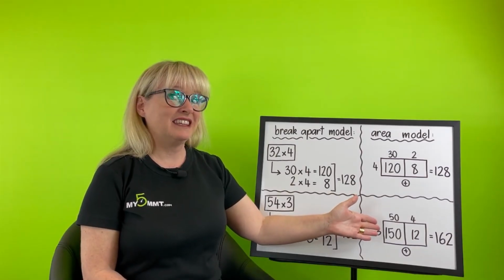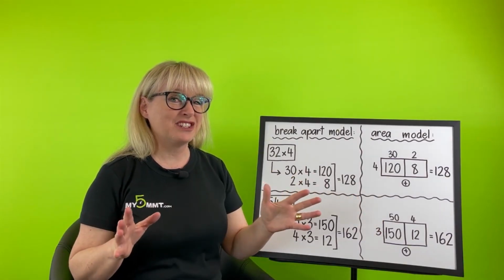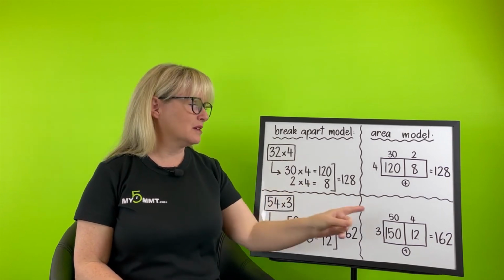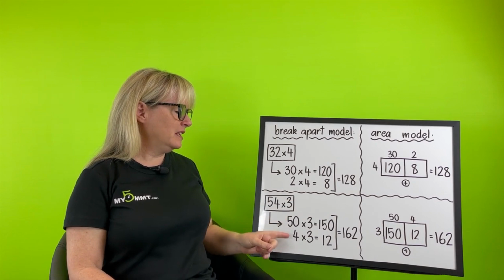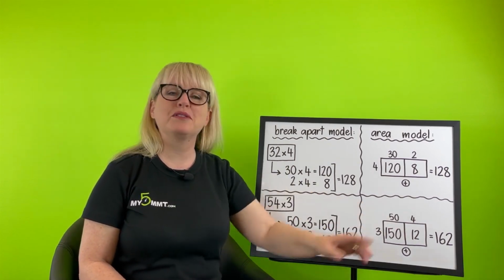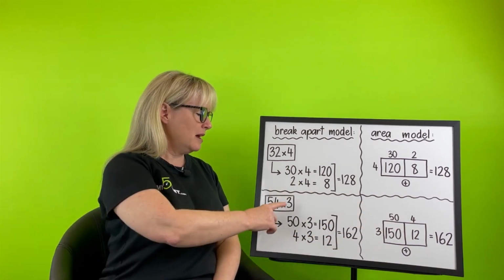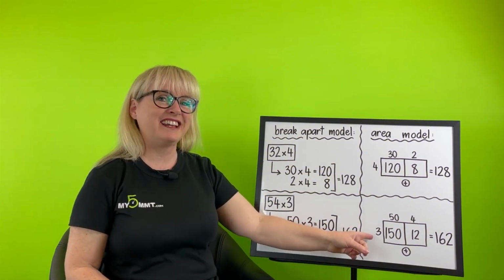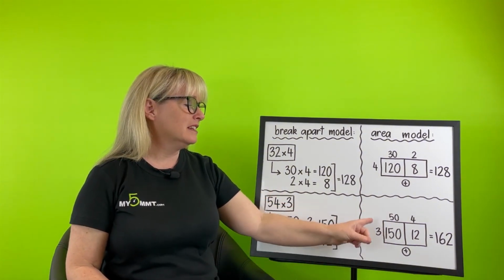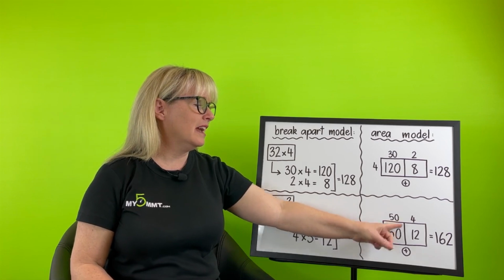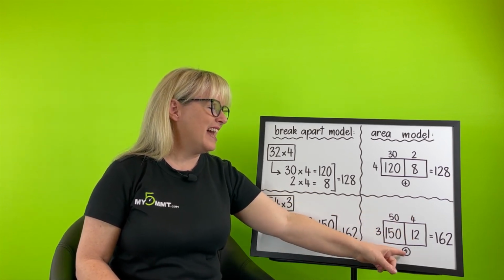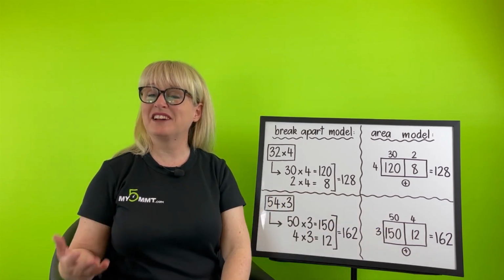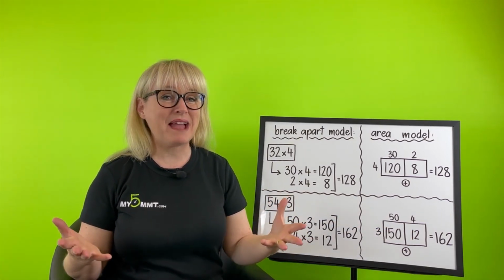On the other side in the area model, I've got the same question. It's a two-digit number, so I've got two squares or two boxes. I break my 50 and my 4, and that's where I put them on the top with the times 3 on the side. So now I'm doing 50 times 3 is 150 and 4 times 3 is 12. I add them together and that's how I get 162, but it's the same answer.